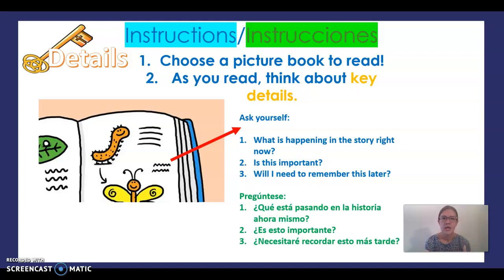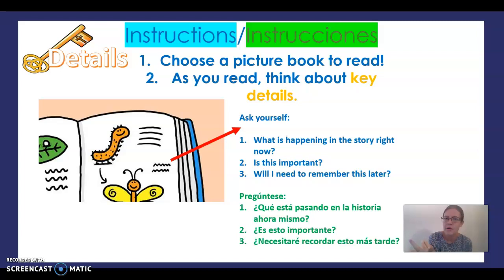You're going to be asking yourself, what is happening in the story right now? What did I just read? What just happened on this page? Are the illustrations or the pictures telling me anything about what happened? Do I think this is going to be important? And will I want to remember this later? After the story is all done, what are you going to remember that happened in that story?